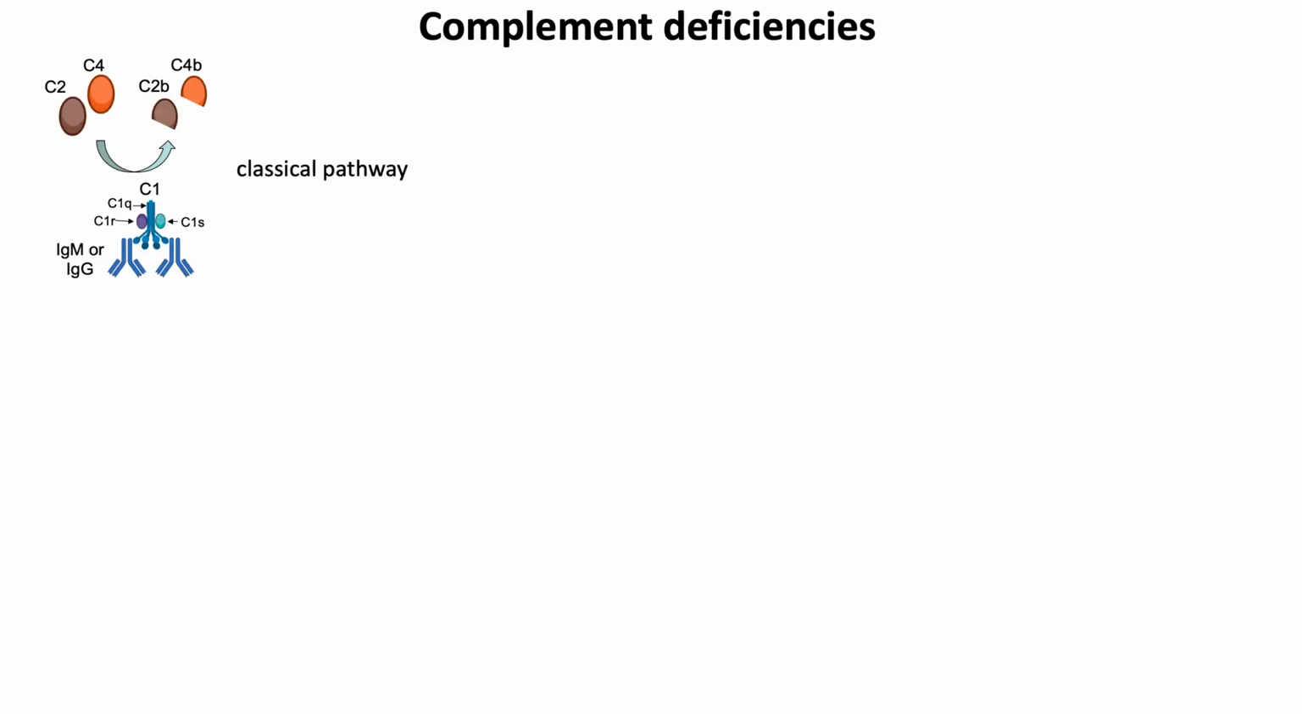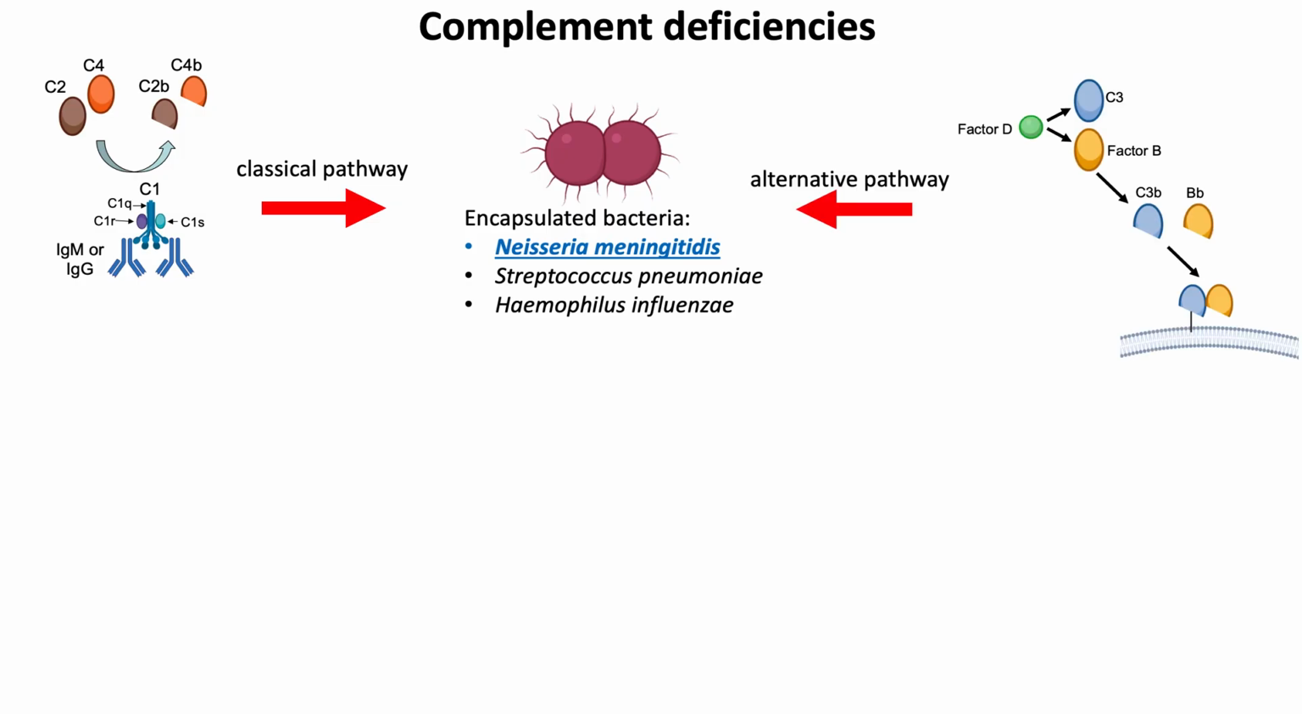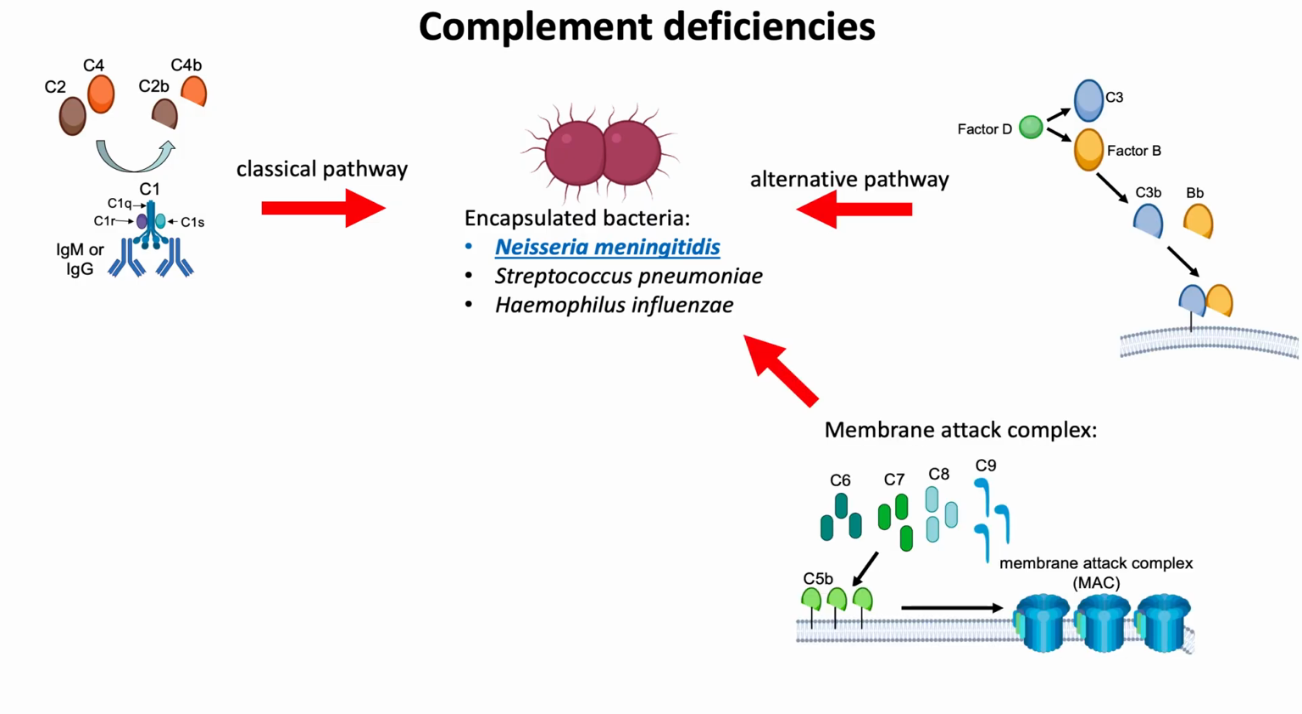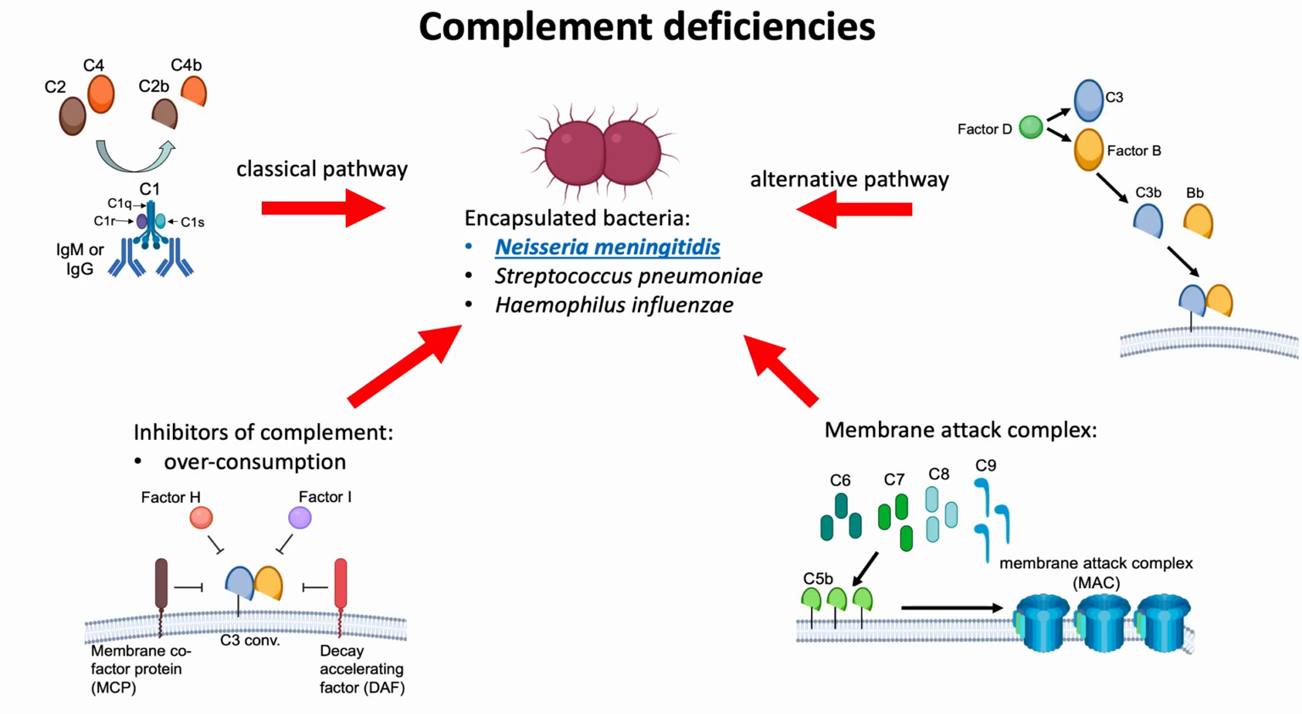So first of all, complement deficiencies of either the classical pathway or the alternative pathway or the membrane attack complex or even inhibitors of complement all result in the same susceptibility to infection, and that is susceptibility to infection with Neisseria meningitidis. Now, you can also have infection with other encapsulated bacteria. The two other main culprits are Streptococcus pneumoniae and Haemophilus influenzae. But when you think of complement deficiency, the main infection that you're thinking of is Neisseria meningitidis.